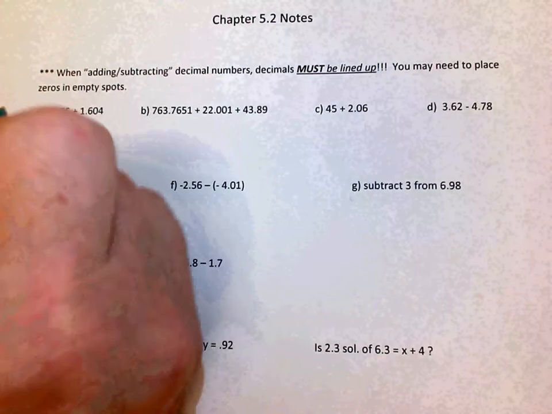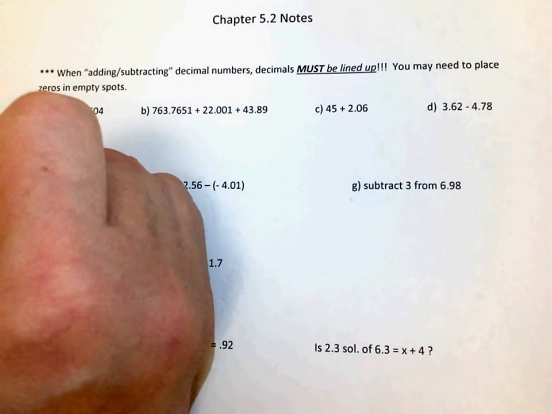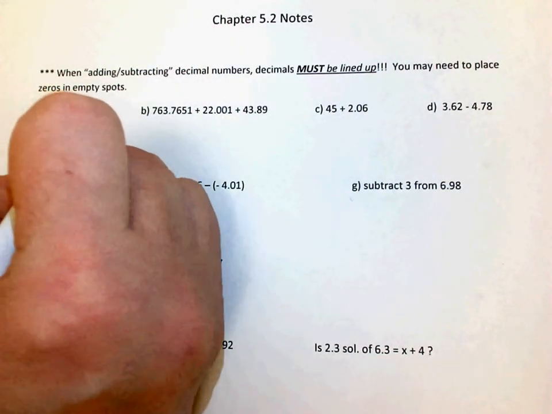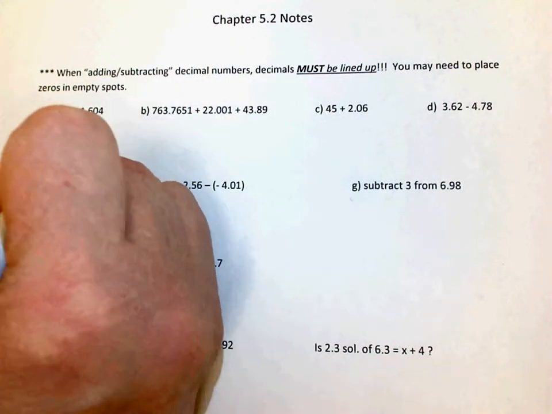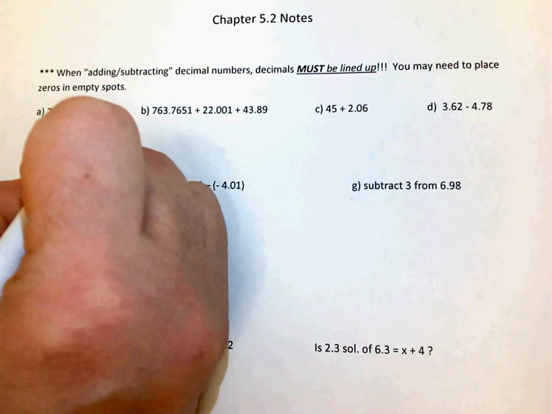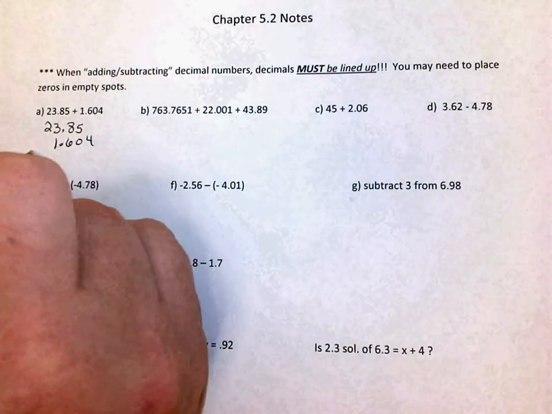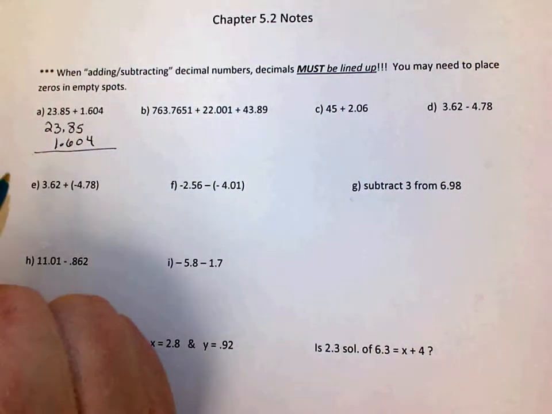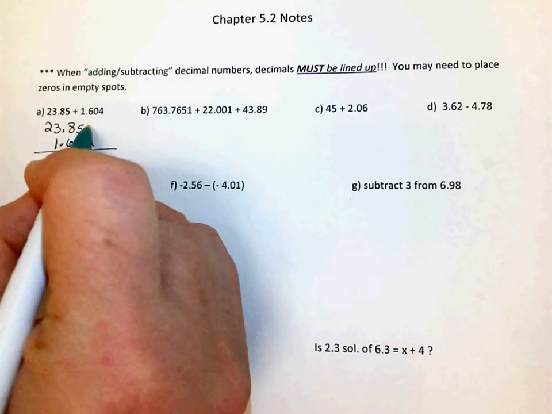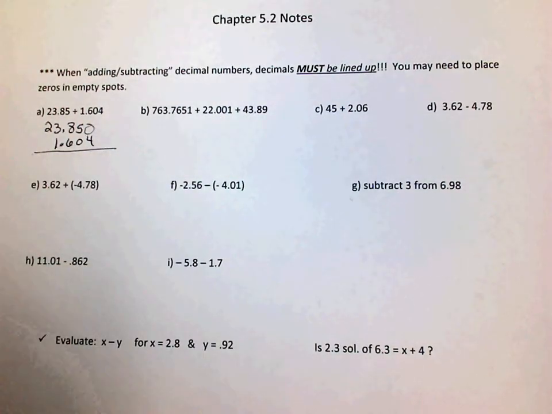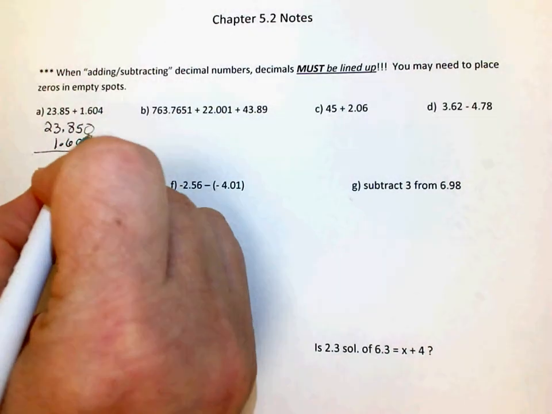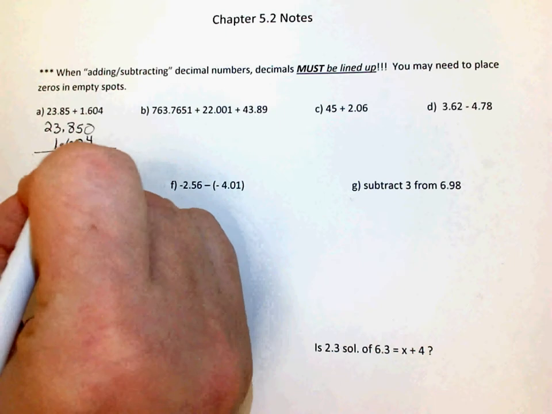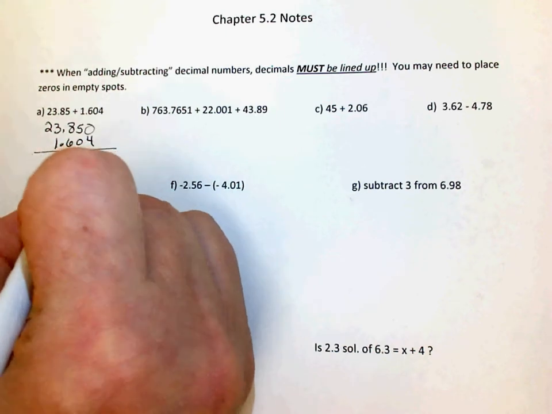So with this one, on A, 23.85, then 1.604. I don't care that they're mismatched. If that bothers you, put a 0 above the 4. So nothing plus 4 is 4. 5 plus nothing is 5.